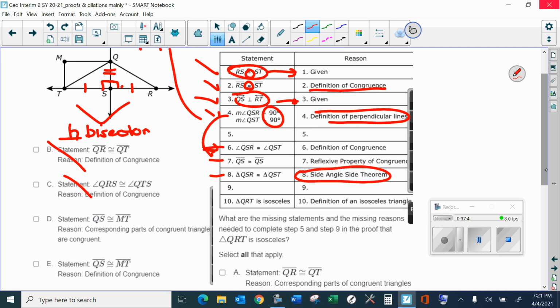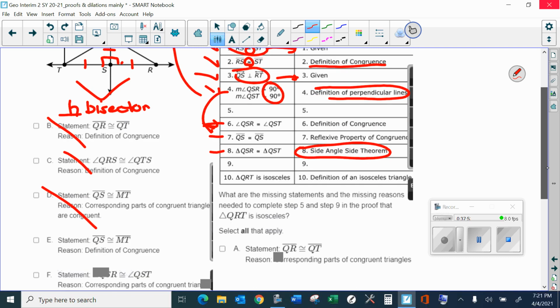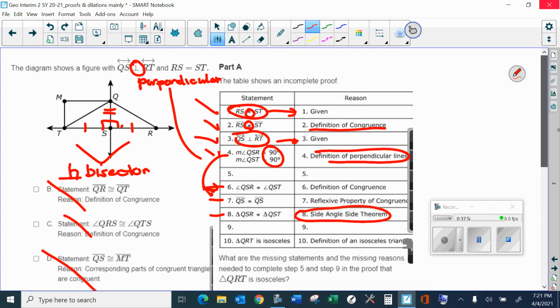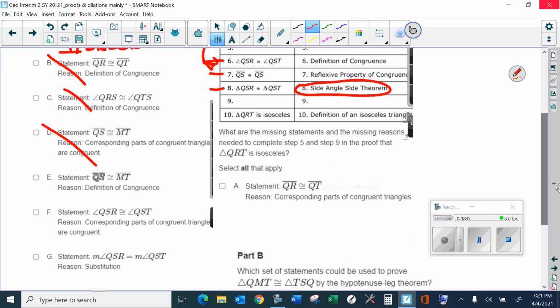Corresponding parts of congruent triangles are congruent. No, we haven't even proven triangles congruent yet. I don't even know why they're bringing this up. QS is congruent to MT. We haven't even talked about QS and MT yet at all. So I don't have that.